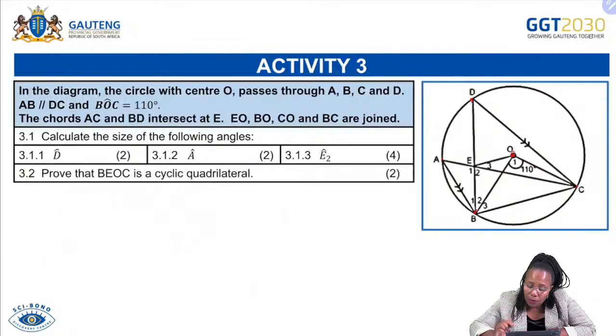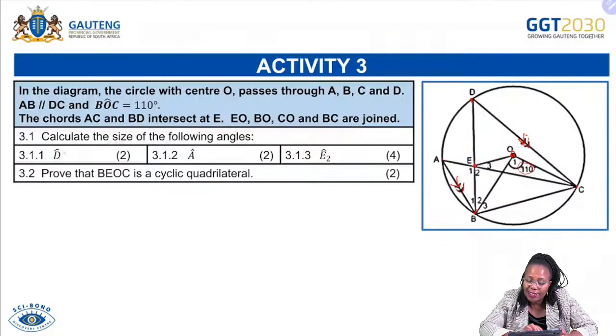Okay, now we can read the statement in the diagram. The circle with center O passes through ABCD. AB is parallel to DC, as you can see the indication there. And then angle BOC is 110. This angle at the center is 110. The chords AC and BD intersect at E. They intersect here. And then EO, BO, CO, and BC are joined. They are not giving us anything. It's just the statement. And then calculate the size of the following angles now.